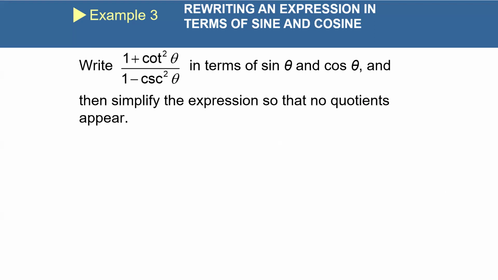I told you, it's a game of manipulation. It's just plug and chug and use your identities. Your identities are your puzzle pieces. And it wants us to rewrite this with only sine and cosine. So first thing is we have to replace cotangent. How can I replace cotangent with only sine and cosine? It's going to be sine over cosine, 1 plus sine over cosine.